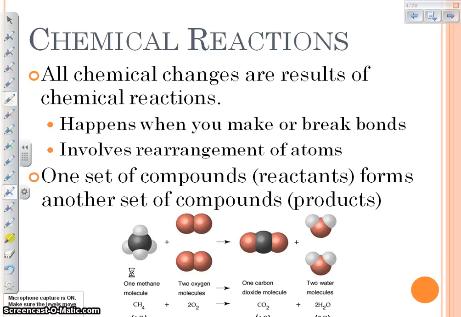In terms of a chemical reaction itself, every single chemical change example we looked at was the result of a chemical reaction occurring. This happens when you make or break bonds, and I hate to use that order. It's basically when you break and then rearrange and make new bonds. So we're rearranging the atoms themselves. The reactants, the things you start with, are going to form a second set of compounds after they are rearranged.